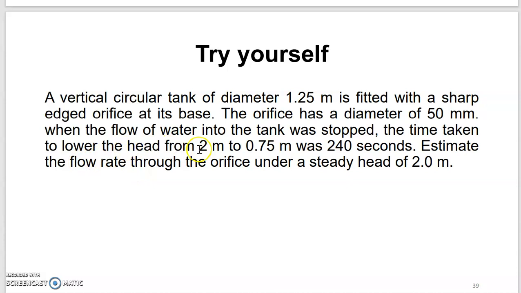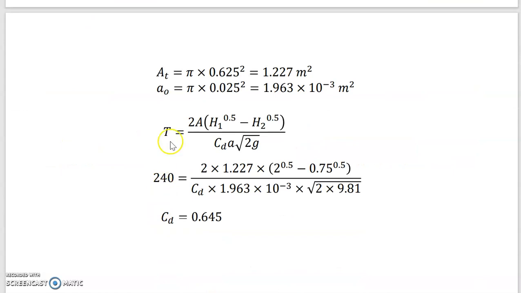So time taken, okay, to lower the head from 2 meter to 0.75 meter, the time is 240 seconds. So we have 2 times the area of the tank times the head of 2 to the power of 0.5 minus the lower head, that is 0.75, over Cd times the area of the orifice times the square root of 2g. Okay, so we have the coefficient of discharge of 0.645.